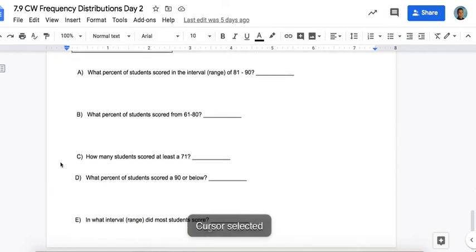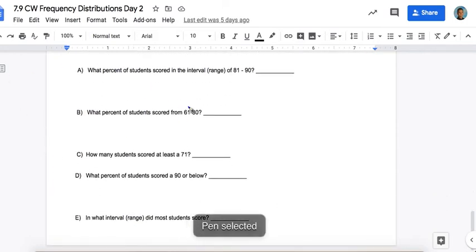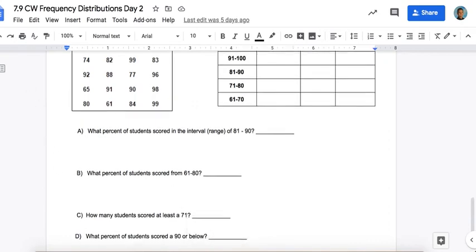Okay, 61 to 80, so I have to count the last two. Let me show you here, even though my numbers are gone. 61 to 80 would be these two here. I have to look at these frequencies, which I had 3 and 2. So 3 plus 2 is 5 out of 20. 5 divided by 20 is 0.25, which would give me 25%.